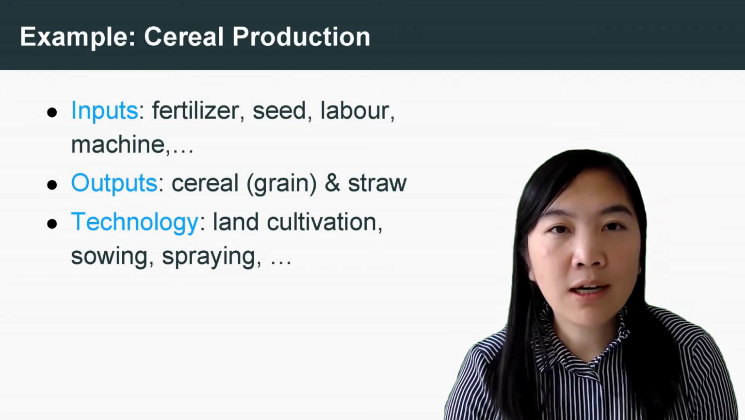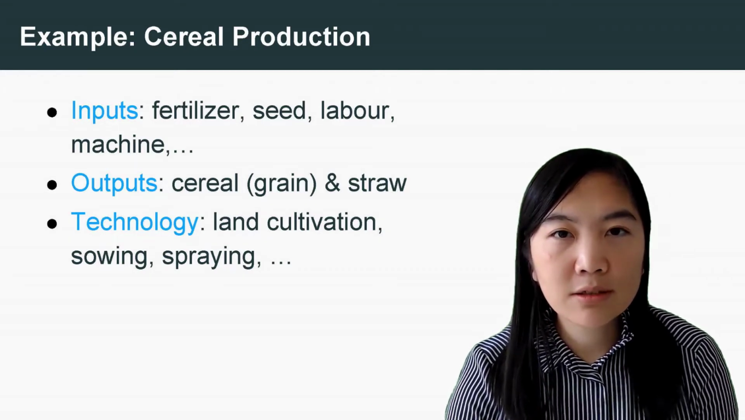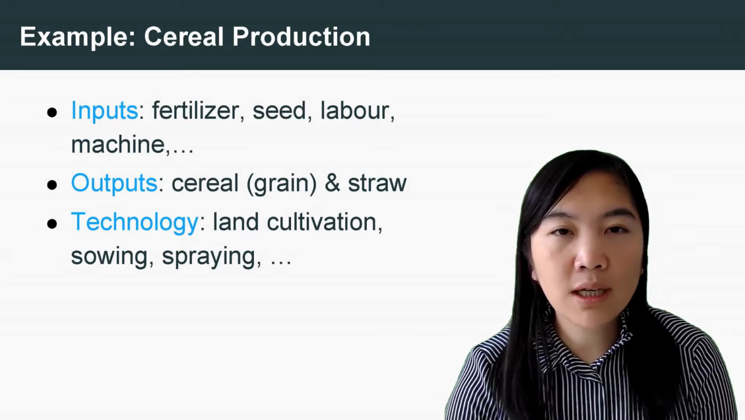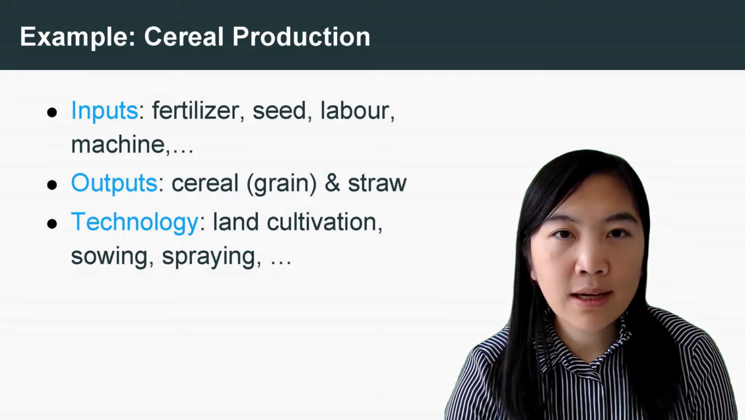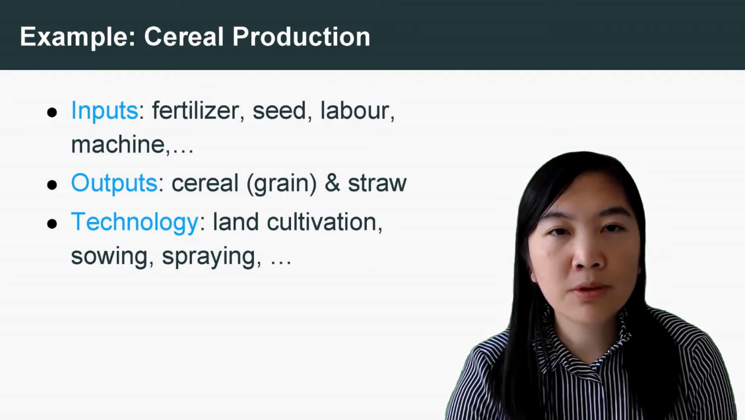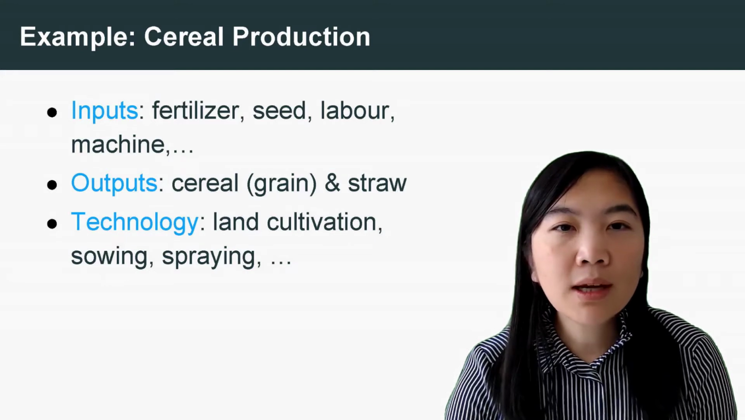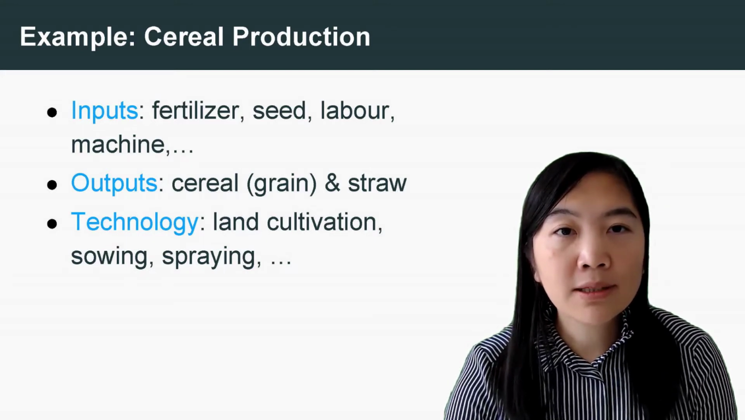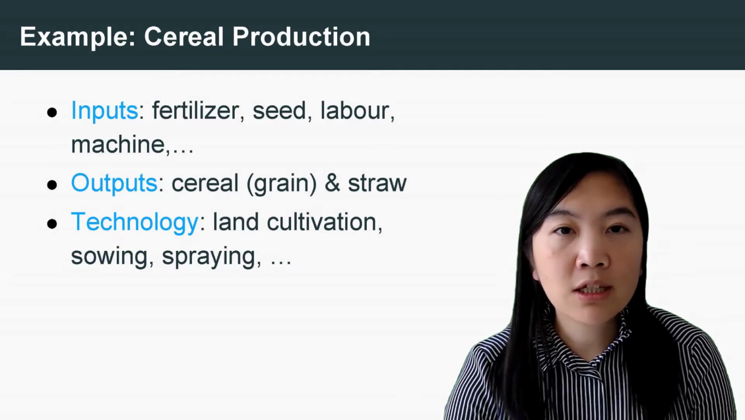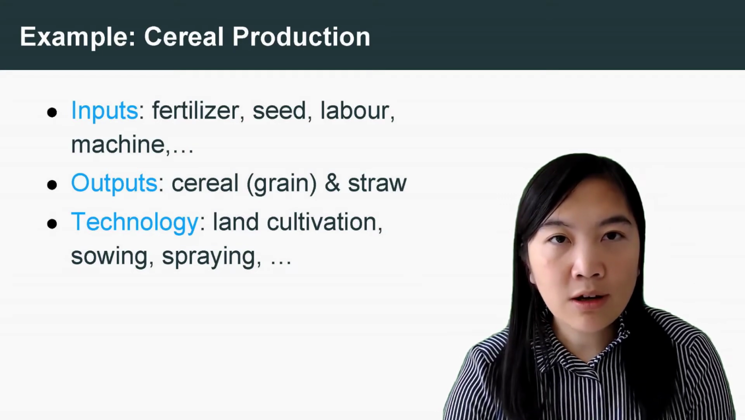And the outputs here, there's two types of outputs: cereal, the grain, and the straw. So in our course, we are first gonna focus on one output case, and then later on, once we finish with one output, we will turn to multiple outputs. And last part is the production technology. So here the technology could include land cultivation, sowing, spraying, so on.